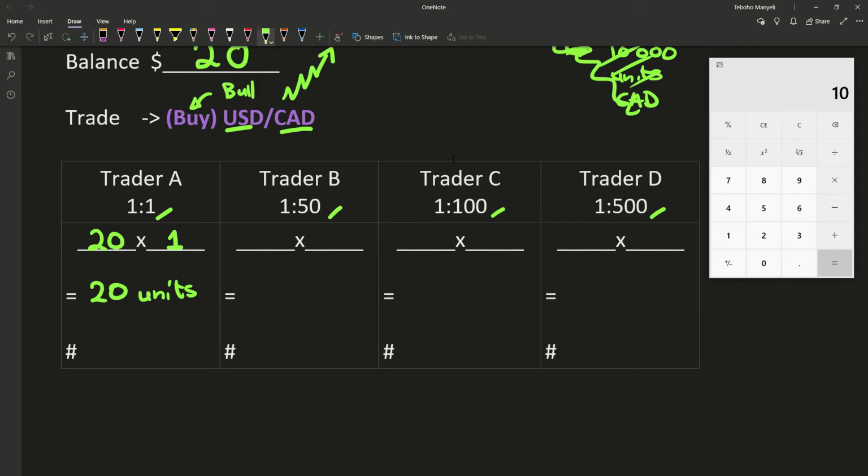Okay, trader B has a leverage of 1:50, so the same $20 will be amplified by 50. So all we have to do here on the calculator is 20 multiplied by 50, and that gives us 1,000. That's 20 times 50, so that's the leverage. This gives you 1,000 units.